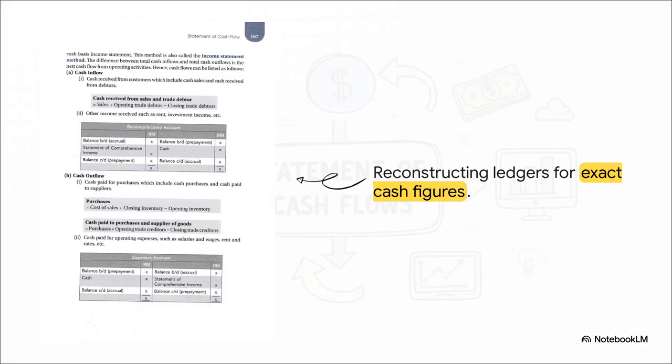Now, if you want to visualize that exact same math, we can build out classic T-account ledgers. To figure out the cash received from customers, you set up a revenue or income account. You drop in your opening and closing accrual and prepayment balances, plug in that comprehensive income figure, and whatever number perfectly balances the account, that's your hidden cash figure. It's a really elegant mathematical balancing act.